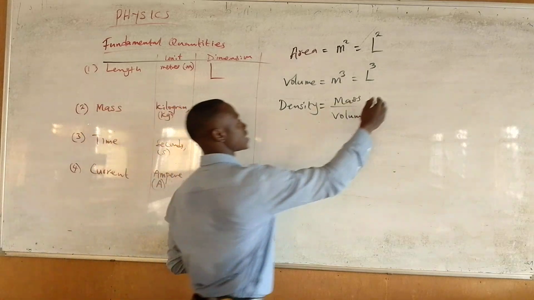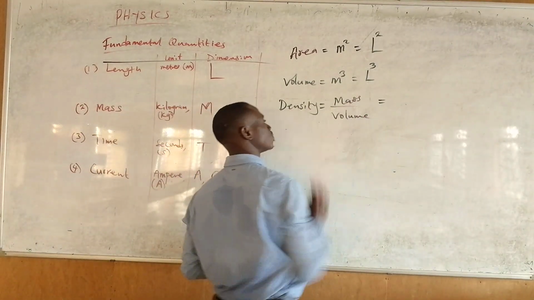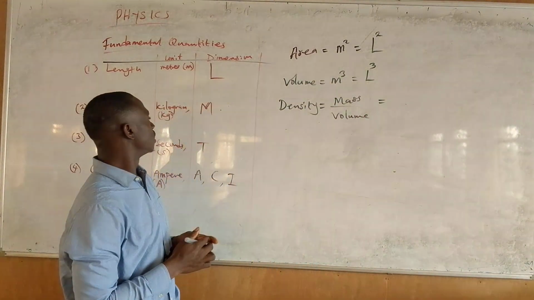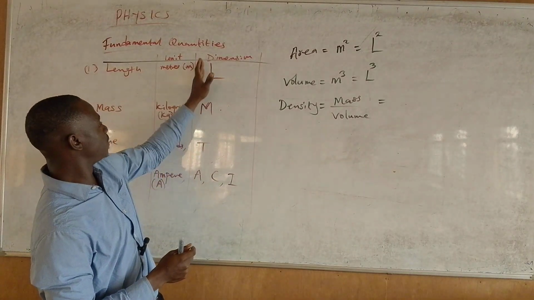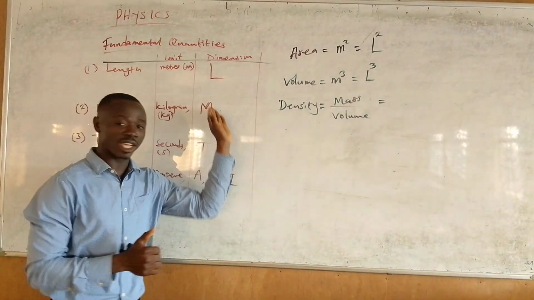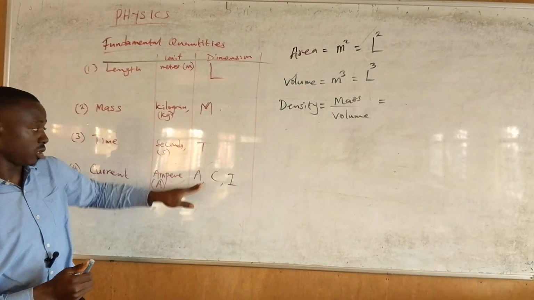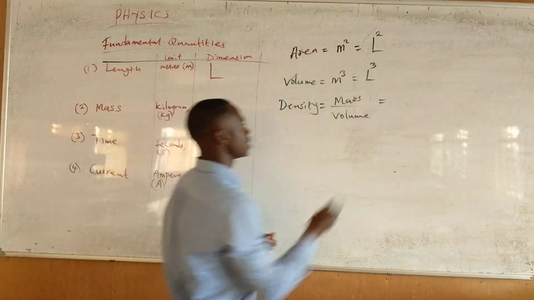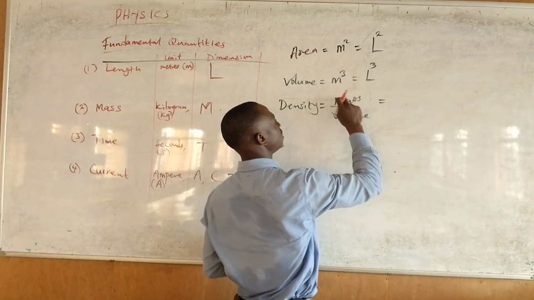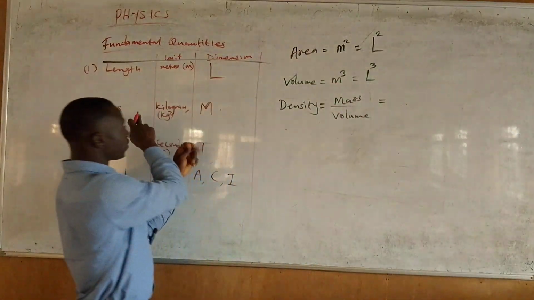So let's break it down now. We have to break it down till we get our expression in terms of LMT or ACI. So what is M? M stands for mass. And what is the dimension for mass? That's what?